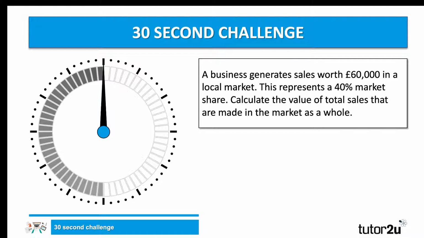Thanks, Mike. So another 30-second challenge question here. So you can see the question on screen. A business generates sales worth 60,000 in a local market. This represents a 40% market share. Calculate the value of total sales that are made in the market as a whole. So calculators or calculating implements to the ready. You have 30 seconds and maybe a bit longer to work out the answer to that question.